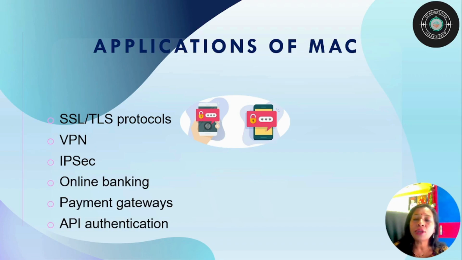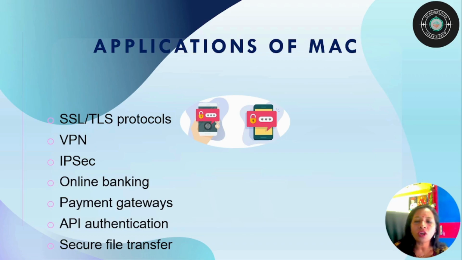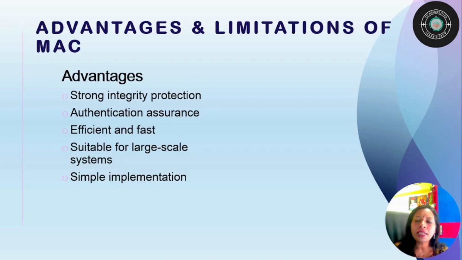In secure file transfers, files are sent with MAC values. The receiver verifies the integrity, and any modification during transmission is detected. This ensures the safe delivery of important documents, and it is a fundamental part of modern network security. Now let's discuss the advantages and limitations.